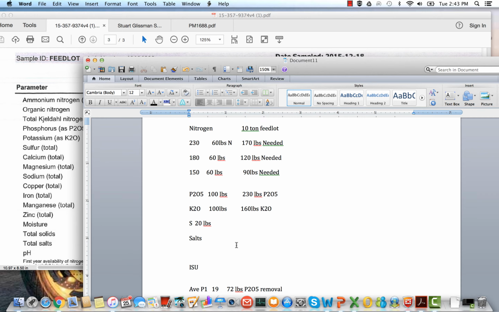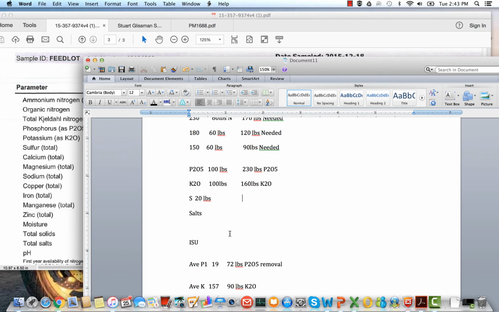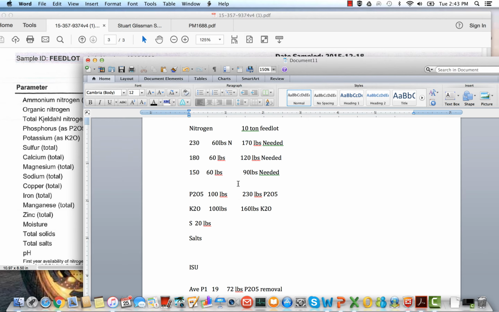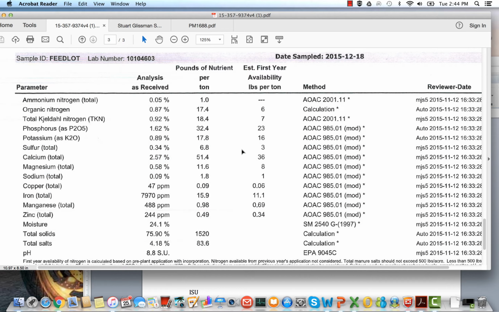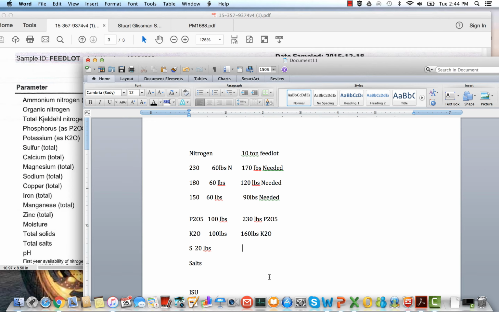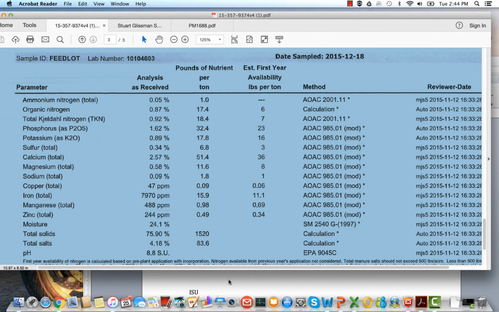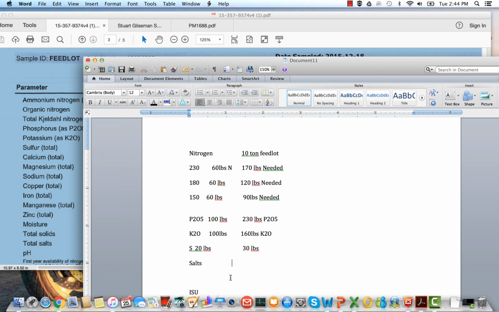Again, we're trying to build a little bit. Our removal is only 90 pounds, so this probably won't cover removal for both crops anyway. Sulfur, 3, so that's 30 pounds. That's going to be plenty. And salts at that 10-ton rate, 836. So we've got some concern there, but we also know that evenness of spread is a concern.